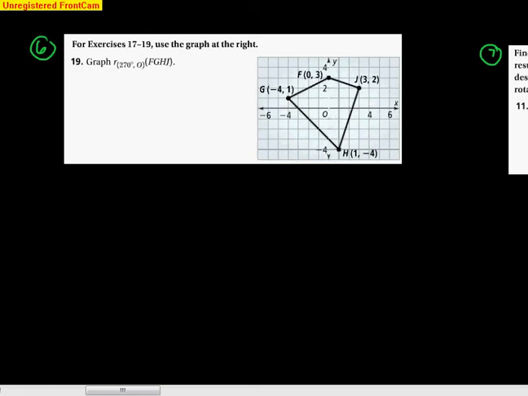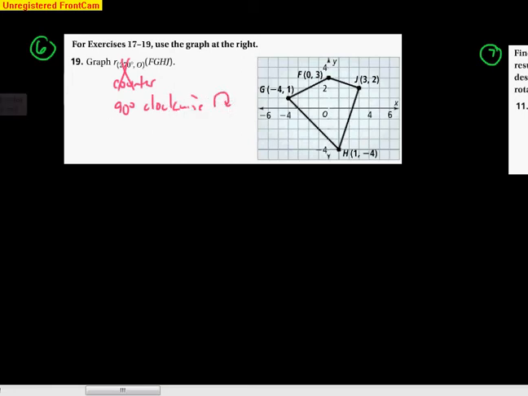Here we go. We're going to graph this figure under a 270-degree rotation about the origin. Well, the first thing we have to make sure we know is we don't do 270. This is counterclockwise. And instead of doing 270 counterclockwise, we do 90 clockwise. Okay? And again, clockwise is that way.